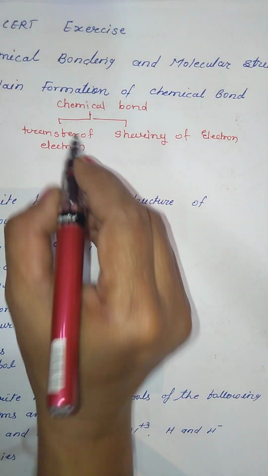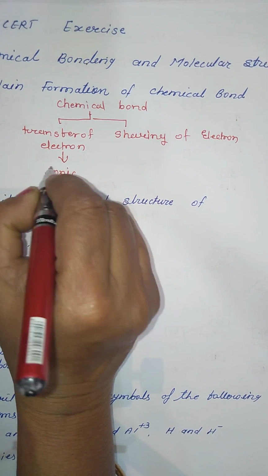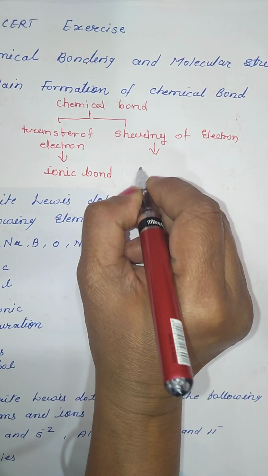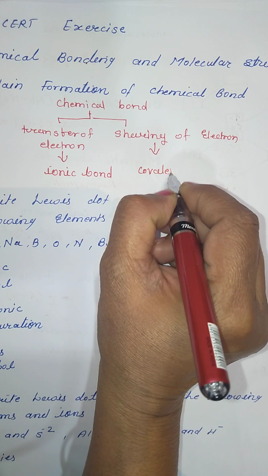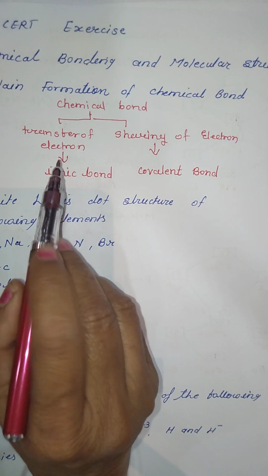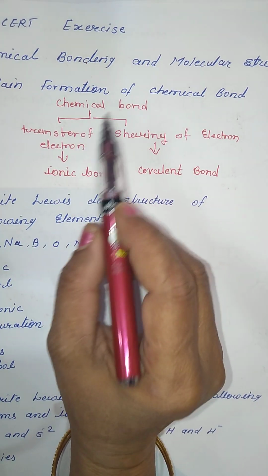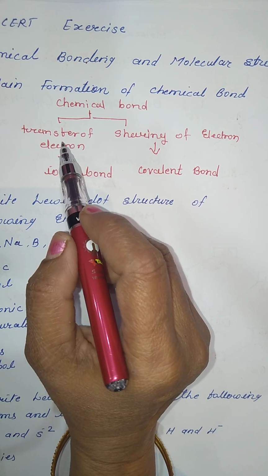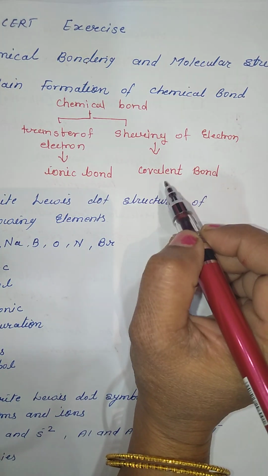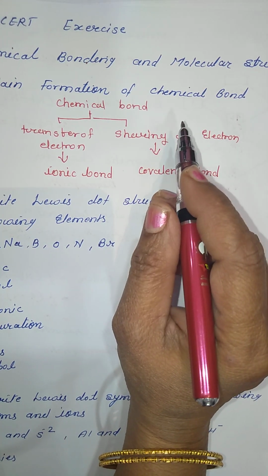So when the transfer of electron takes place, what is the nature of the bond? The bond will be an ionic bond, and with sharing of electron, the bond will be a covalent bond. In this manner, this is the chemical bond. This you can write in sentences also: a chemical bond is formed by the transfer of electron, forming an ionic bond. It is formed by the sharing of electron, forming a covalent bond. So this is the schematic diagram; you can put it in sentences also.